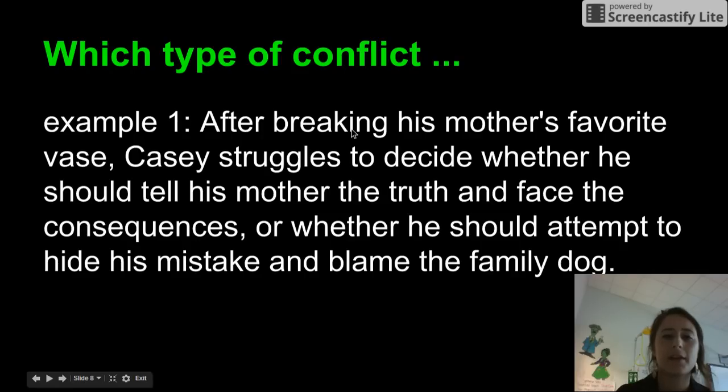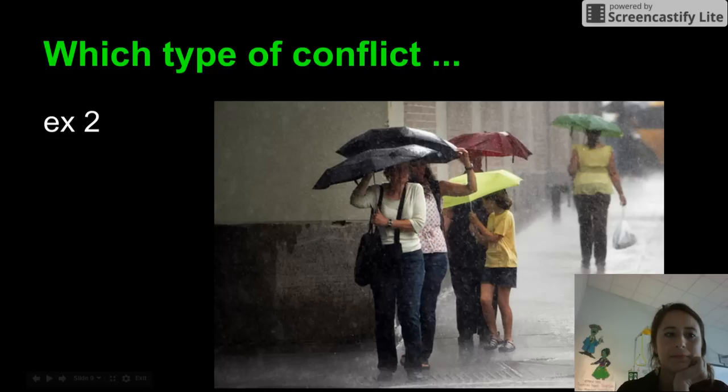Good, so be careful here because it seems like it might be person versus person, but Casey and his mom here are not at conflict yet. The conflict given here is that Casey struggles to decide. So that's the conflict he's having. So it's person versus self. He's trying to make a decision. Example 2, what type of conflict do you see here?